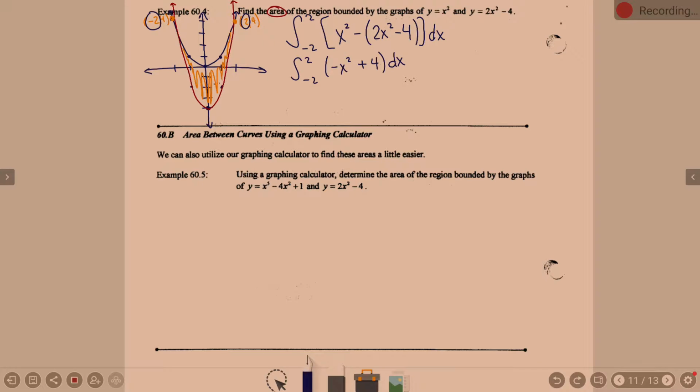Integral of negative x squared is negative 1/3 x cubed, plus the integral of 4 is 4x, evaluated from -2 to +2. I'm going to go ahead and plug my 2's in, because I kind of get the impression you guys prefer to do this part on your own.